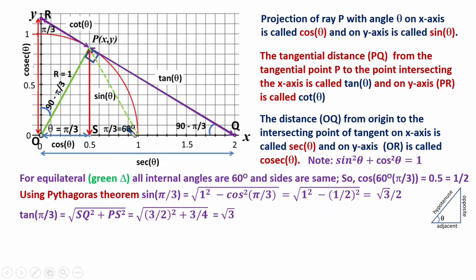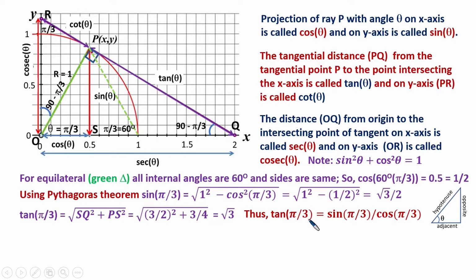That is equal to, again I can say that this is the base, this is the height. So square root of SQ square plus PS square. And I write here SQ, this is 2 minus 0.5 is 1.5, that is 3 by 2 square, plus PS, which we have found, PS square is root of 3 by 2 square, which is 3 by 4. So I have written here, 9 plus 3 is 12, 12 by 4 is 3, so it is square root of 3. And this 3 by 2, we will see why this distance is 2. Next line we will see.